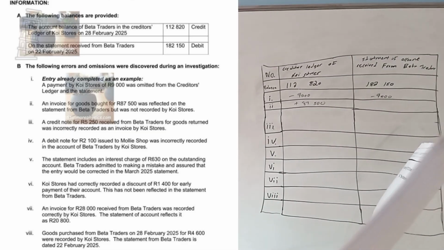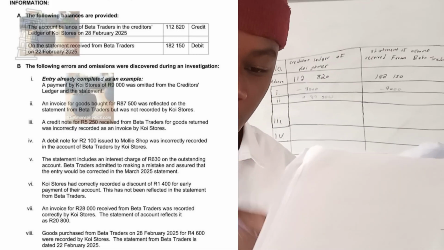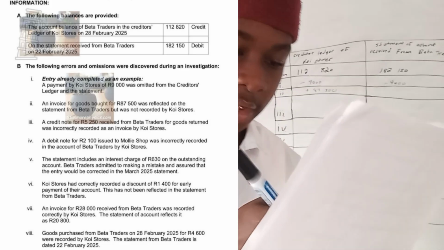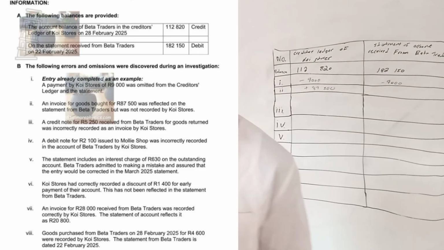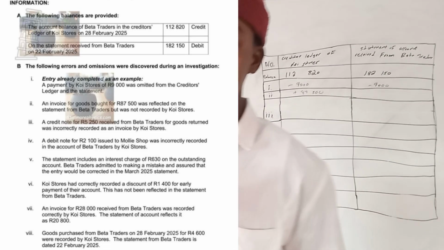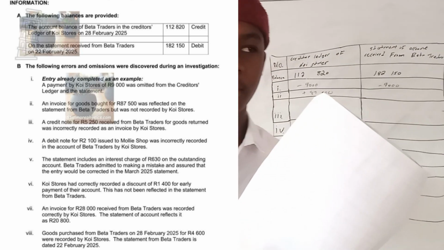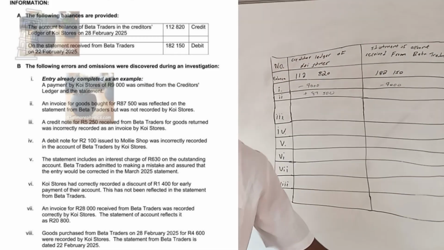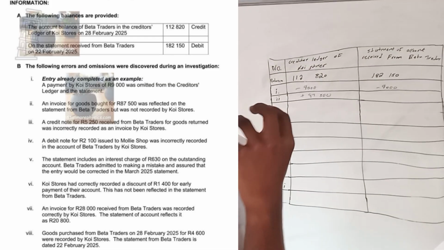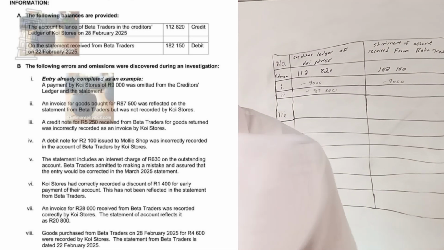And then Roman numeral 3. A credit note for 5,250 received from Beta Traders for goods returned was incorrectly recorded as an invoice by Koi Stores. So this one is quite challenging, guys. Firstly, what we must understand is that a credit note is when the supplier says here's your money back, we made a mistake. So here they gave us our money back for 5,250, but we made a mistake by recording it as an expense. So we must minus double.